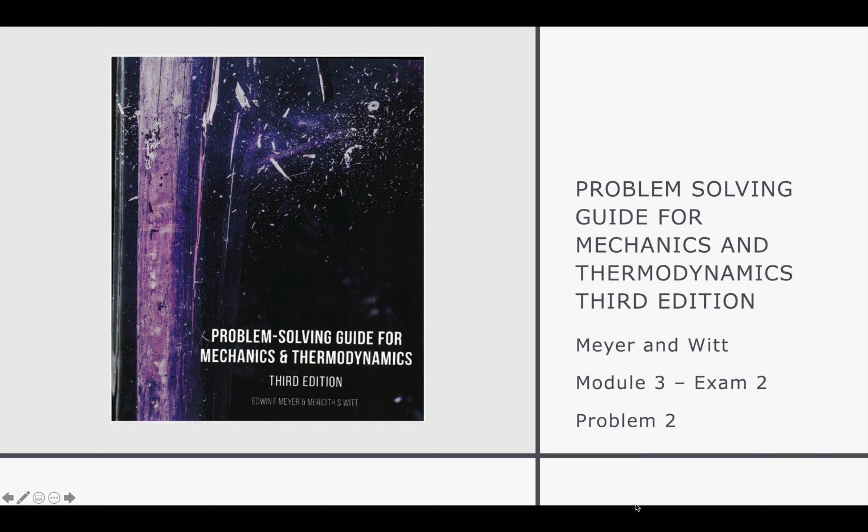This is a walkthrough of Problem 2 on Practice Exam 2 of Module 3 in the book Problem Solving Guide for Mechanics and Thermodynamics. Problem 2. A chandelier in a first-class car leans back 10 degrees from the vertical when the train starts from rest and accelerates. If the acceleration is constant, how much time will it take the train to get up to the cruising speed of 40 meters per second?